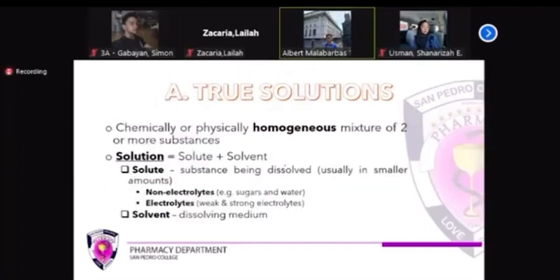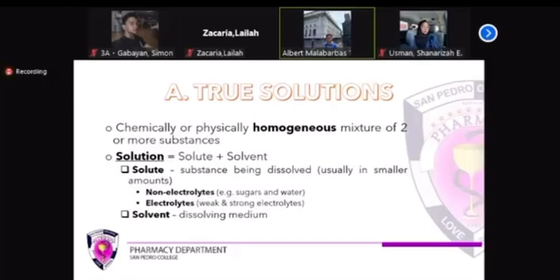So bale, yun siya ang magiging topic natin under liquid state. Isa-isahin natin ang mga dispersed systems. So I'll start first with your true solutions. Your true solutions, again, it's a homogeneous mixture of two or more substances. When we say solution, it is composed of a solute and solvent. So review, solute, it is the one that is being dissolved. Solvent, this is the one that dissolves or the dissolving medium. Solute, examples are your non-electrolytes like your sugars.